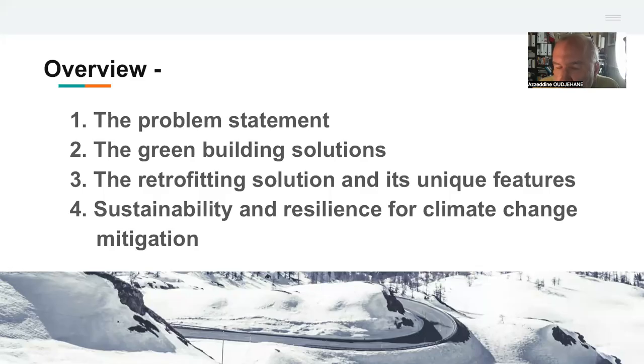So today we're going to talk about decarbonization of the built environment. This session will talk about 4 key points. We'll state the problem of the built environment. We'll review green building solutions, retrofit features, and summarize that in some solutions to drive towards sustainability and resilience.